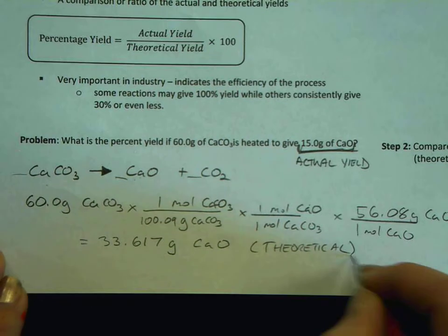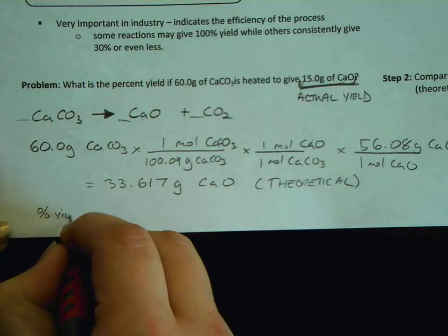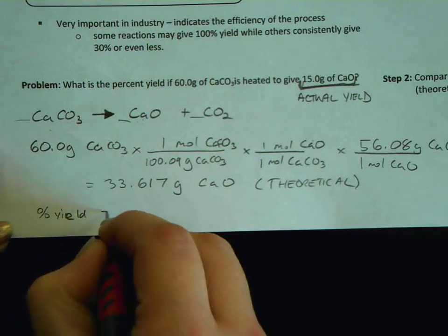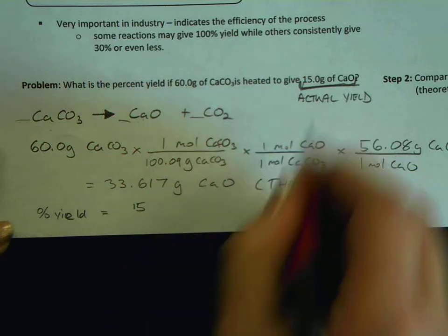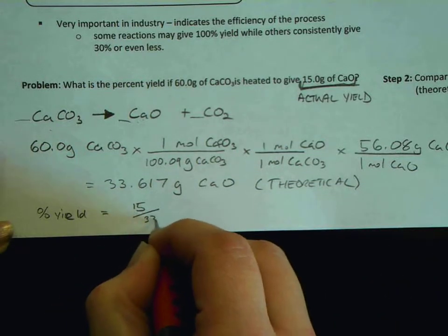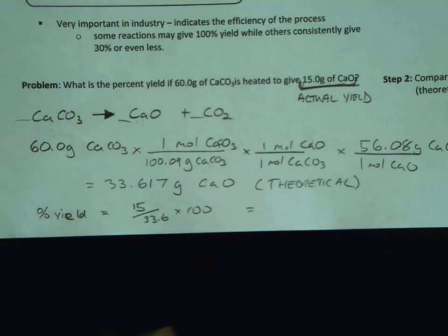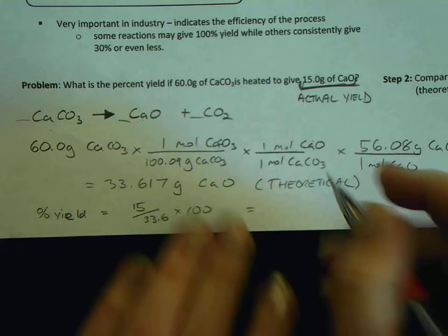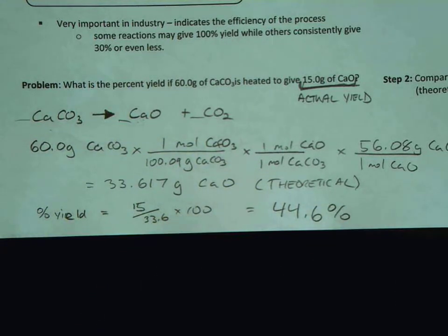To get our percent, we take our actual divided by our theoretical and times 100. I know I shouldn't put two equal signs like that, but I'm running out of space. And we end up with about 44.6%. Not bad for a reaction.